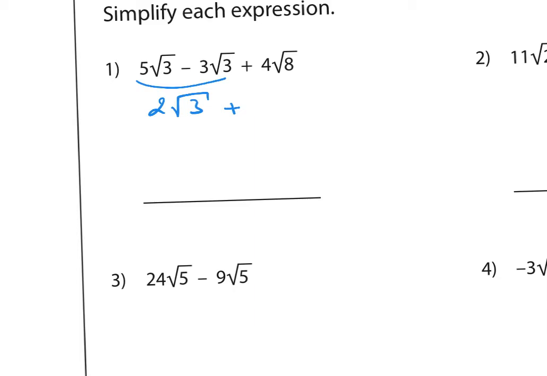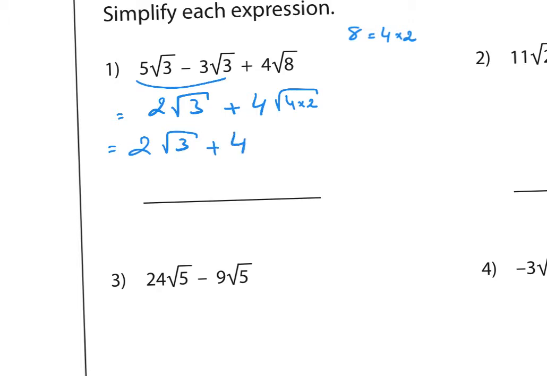Well, here we have square root of 8. No, 8 is not a perfect square, but we have to find factors of 8. We know that 8 equals 4 times 2, and 4 is a perfect square. That's going to help us here. And 8 is the square root of 4 times 2. So we're going to continue here. So 2 square root of 3 plus 4.